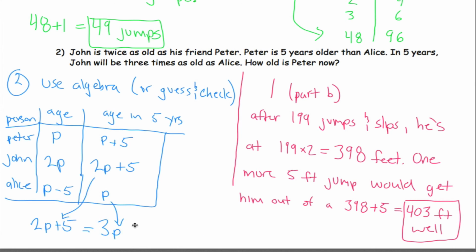And then if I solve this equation, I could subtract 2P from both sides of the equation to get that 5 is equal to P. Therefore, Peter's age is 5. You can go through and check this. If Peter is 5, then John is 10. Alice is 0. Odd, but okay. I guess just born. Can you be 0? Yeah, you can be 0. You're a newborn. Fine. Alice is a newborn.